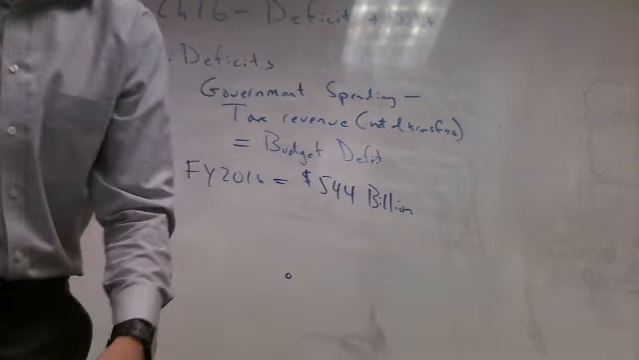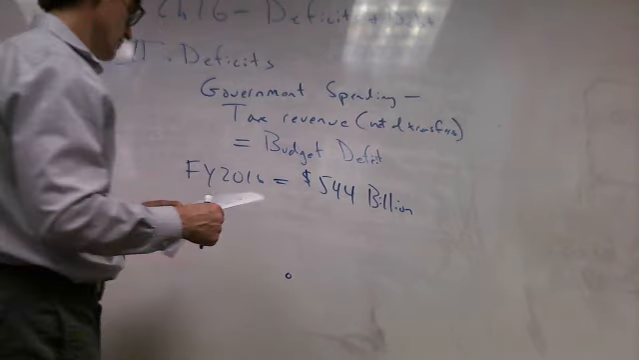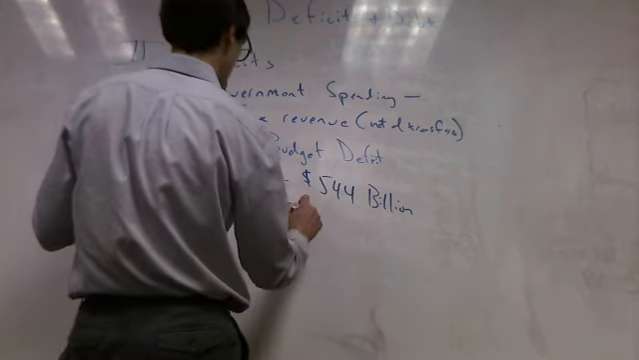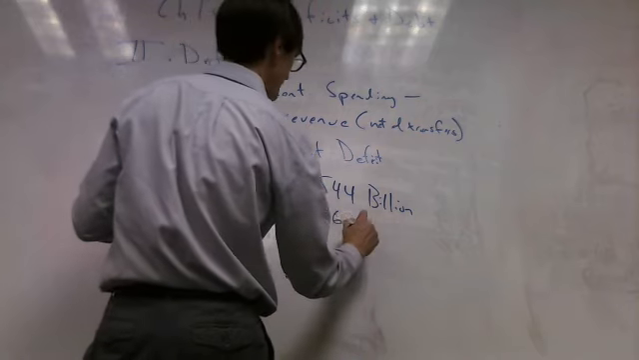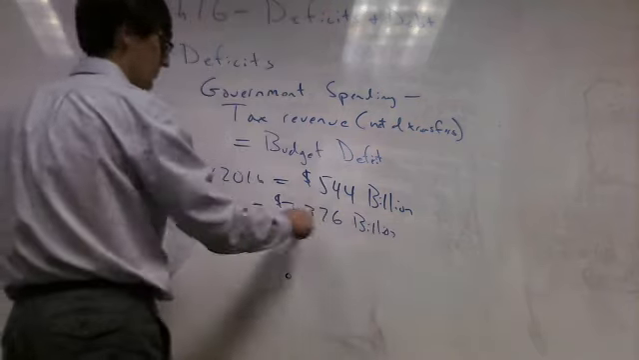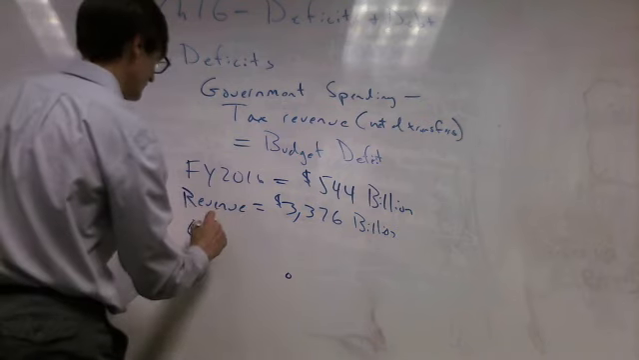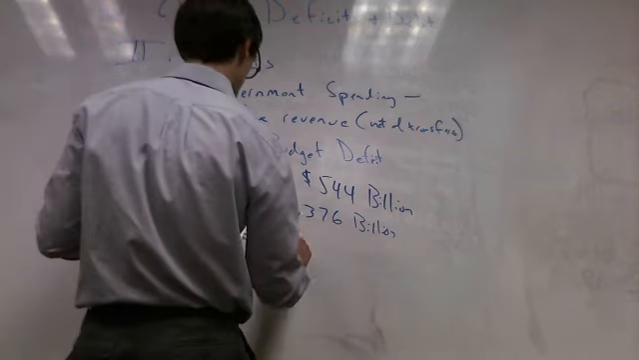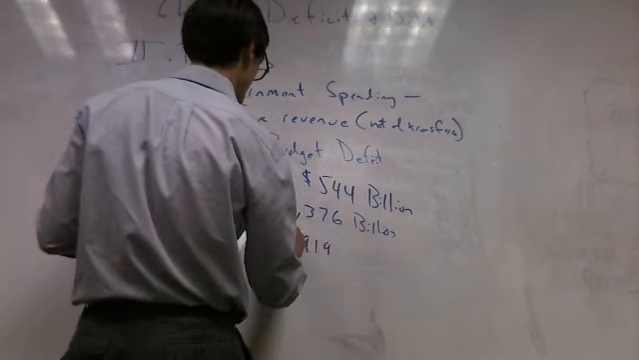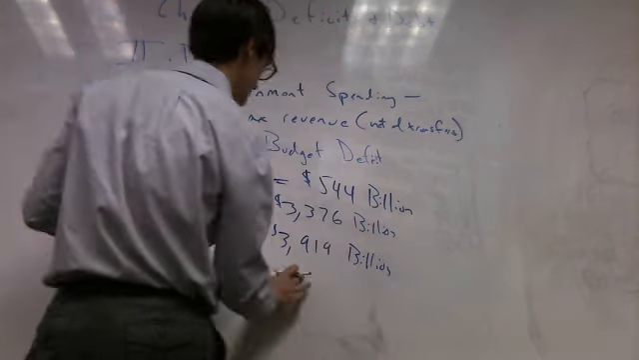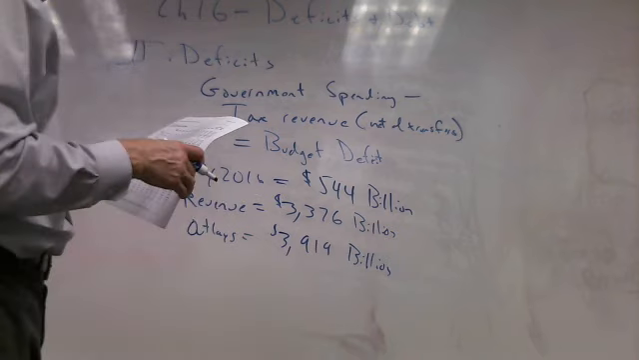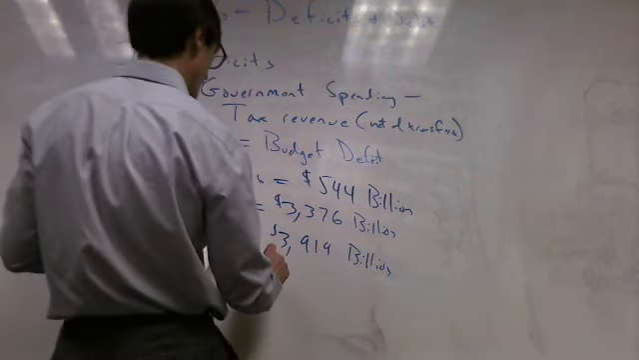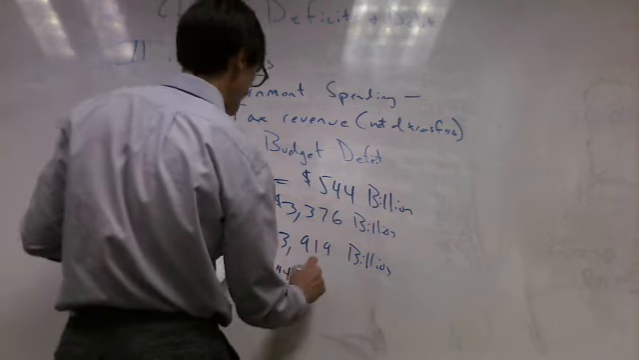This comes from an estimated total revenue equal to $3,376,000,000,000. So 3,000 billion is 3 trillion. And outlays, which is the fancy name for government spending, of $3,919,000,000,000. And then there's some adjustments on budget and off budget that will ultimately lead to the total amount of about $544 billion.